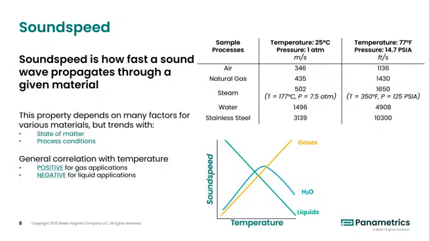Density also plays a role in the characteristic sound speed of a process. Sound speed, or how fast a sound wave travels through a material, depends on many factors, but tends to change with the state of matter and the process conditions. In general, for gas applications, sound speed will increase as temperature increases. Alternatively, many liquid sound speeds tend to decrease as temperature increases.